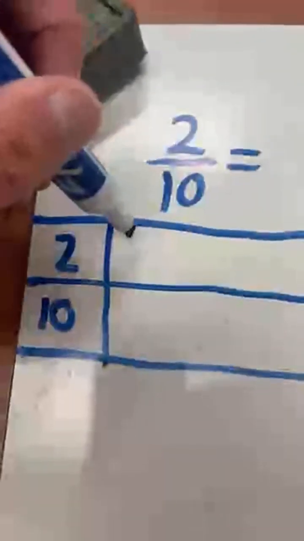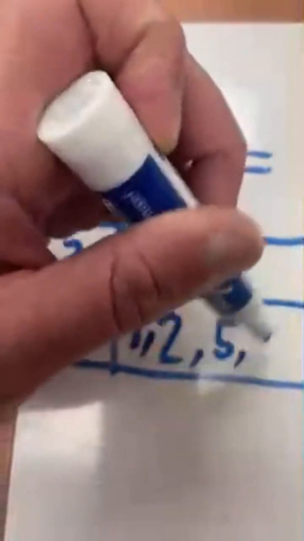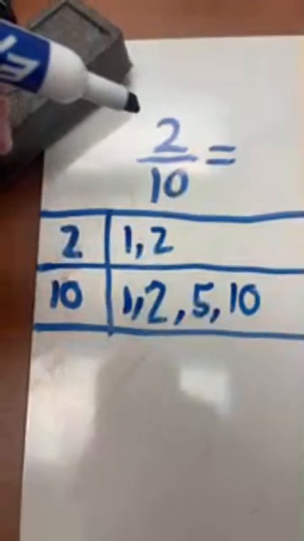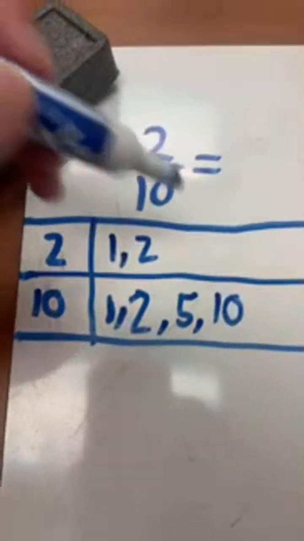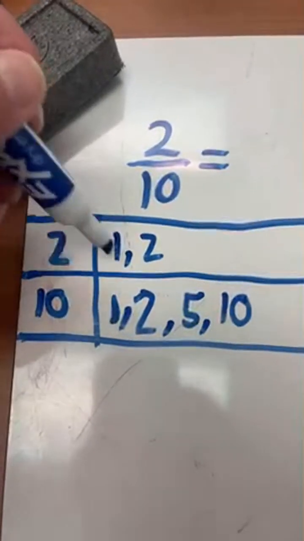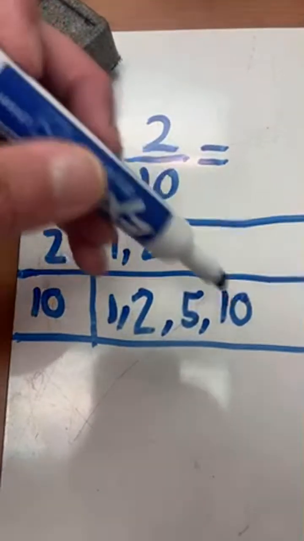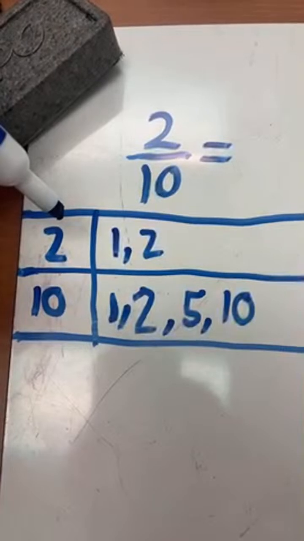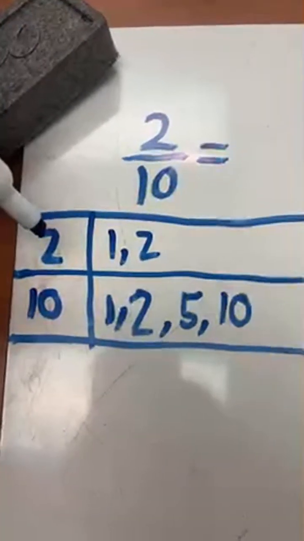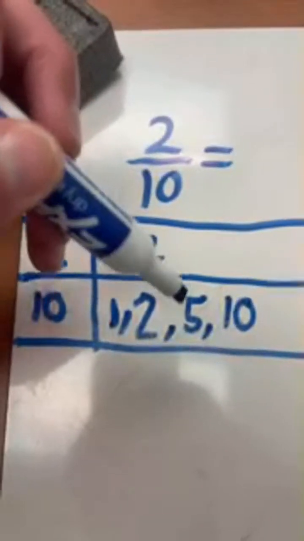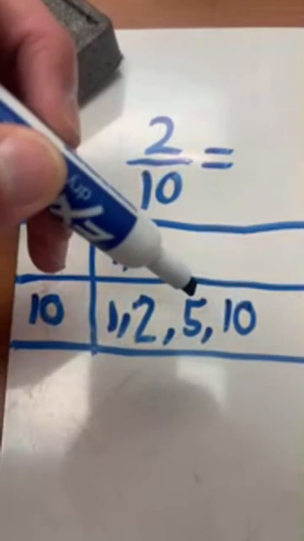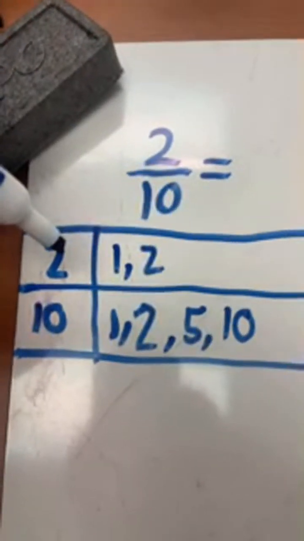So the only factors of 2 are 1 and 2. Now the factors of 10 are 1, 2, 5, and 10. Looking at the factors, we're not selecting the biggest factor, we're selecting the greatest common factor. Now the biggest factor between both of these numbers is 10, but 10 is not a factor of 2. 2 is a factor of 10, but 10 is not a factor of 2. 5 is the second biggest factor, but 5 is not a common factor. 5 is not a factor of 2. 10 is not a factor of 2.